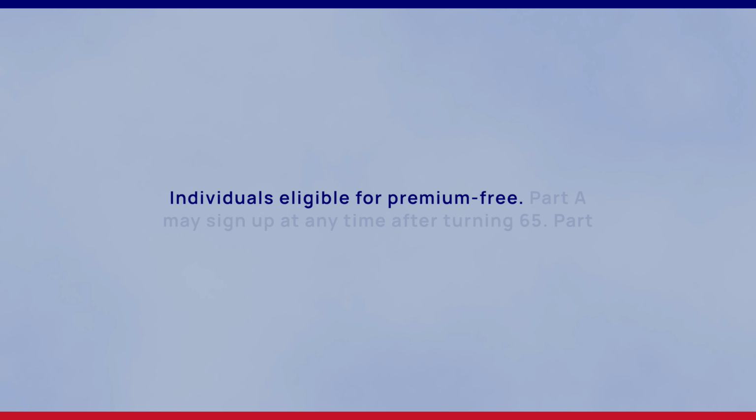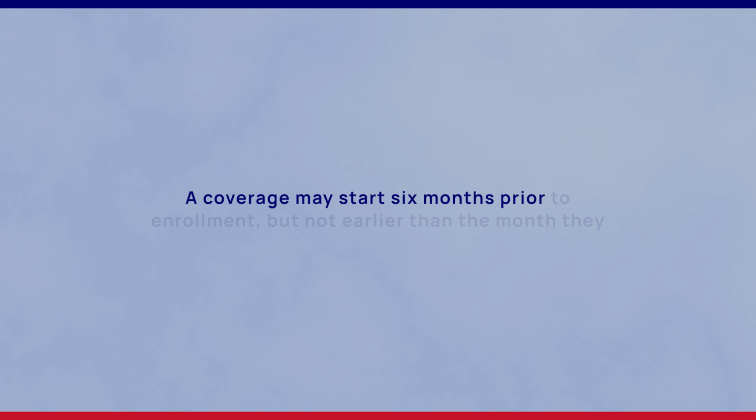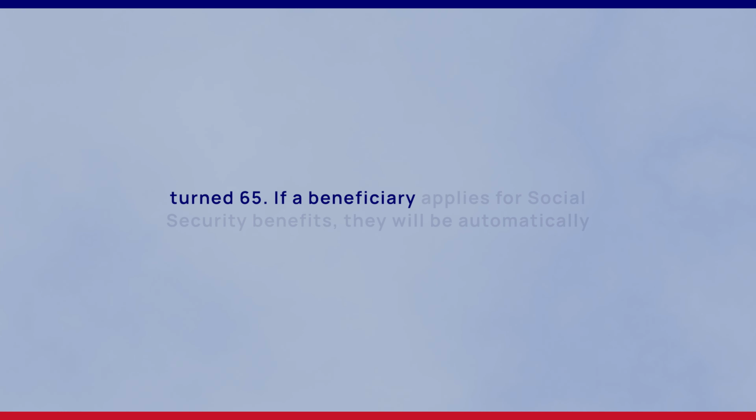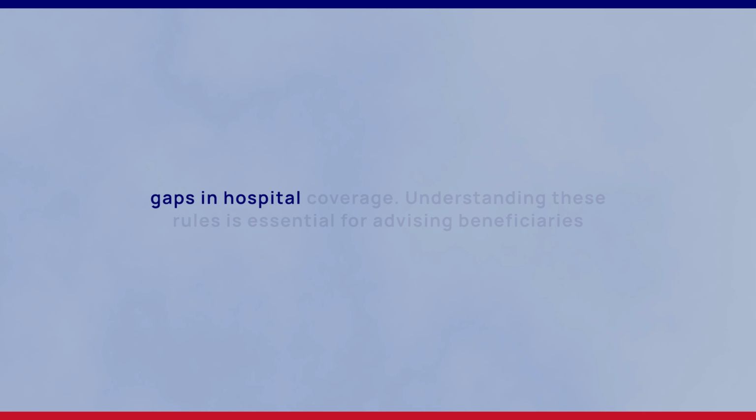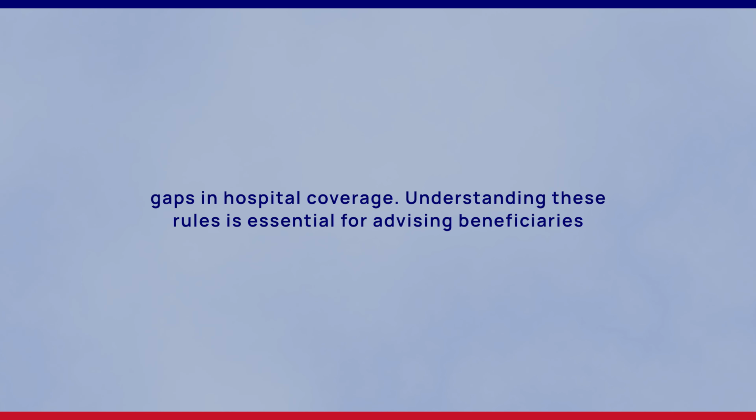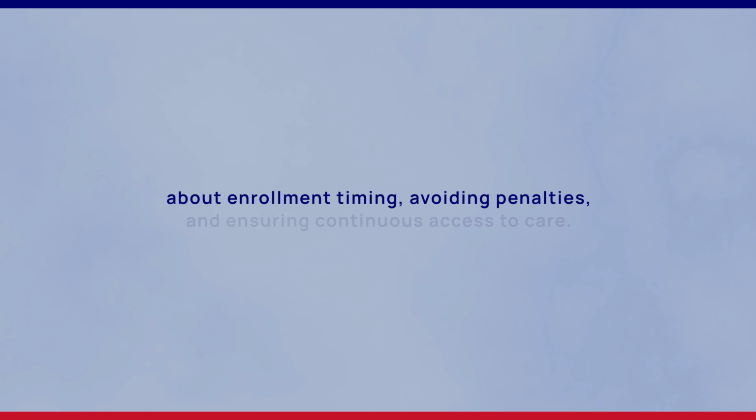Coverage start for Part A. Individuals eligible for premium-free Part A may sign up at any time after turning 65. Part A coverage may start 6 months prior to enrollment, but not earlier than the month they turned 65. If a beneficiary applies for Social Security benefits, they will be automatically enrolled in Part A, and coverage is retroactive for up to 6 months, ensuring there are no gaps in hospital coverage. Understanding these rules is essential for advising beneficiaries about enrollment timing, avoiding penalties, and ensuring continuous access to care.